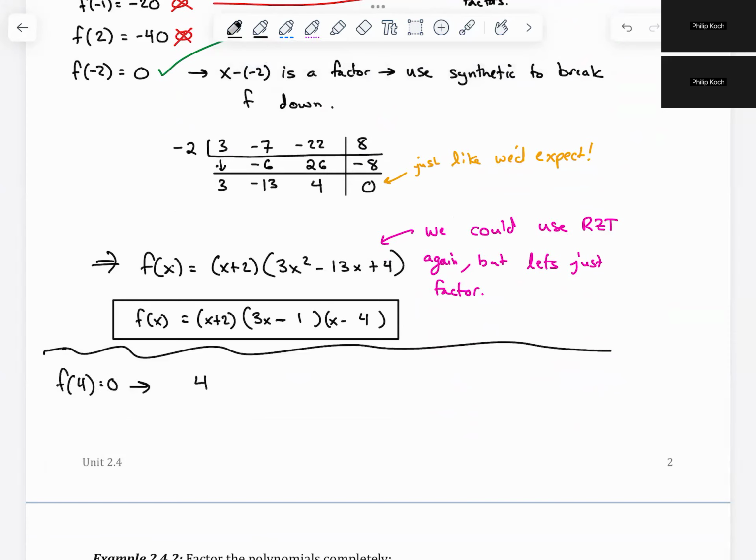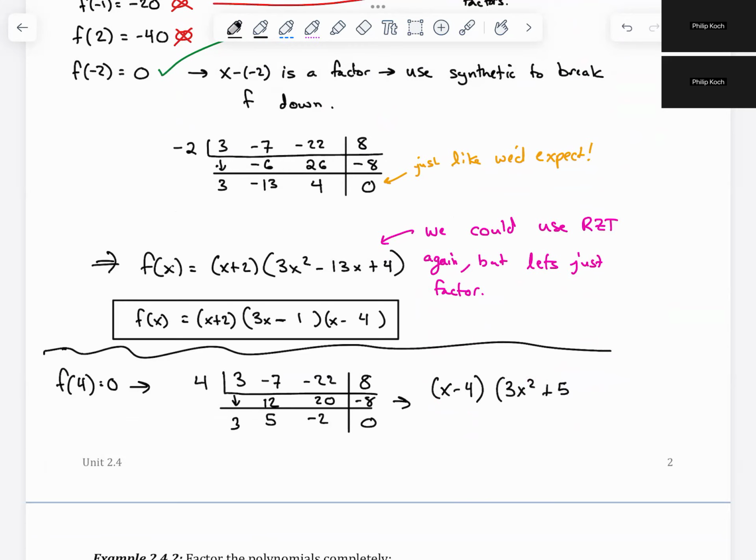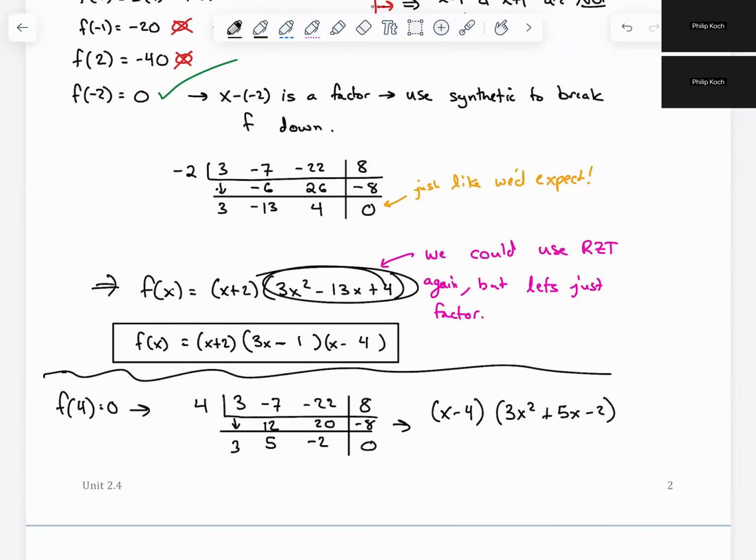So then you'd use 4 in your synthetic division with 3x cubed, -7x squared, minus 22x, plus 8. And then you do the synthetic division, bring down the 3. 3 times 4 is 12. That gives me 5, which gives me 20, which gives me -2, which gives me -8, which gives me 0. So this would tell me that you could write it as x minus 4 times 3x squared plus 5x minus 2. So it's not the same factorization, but I can still get to the end result.